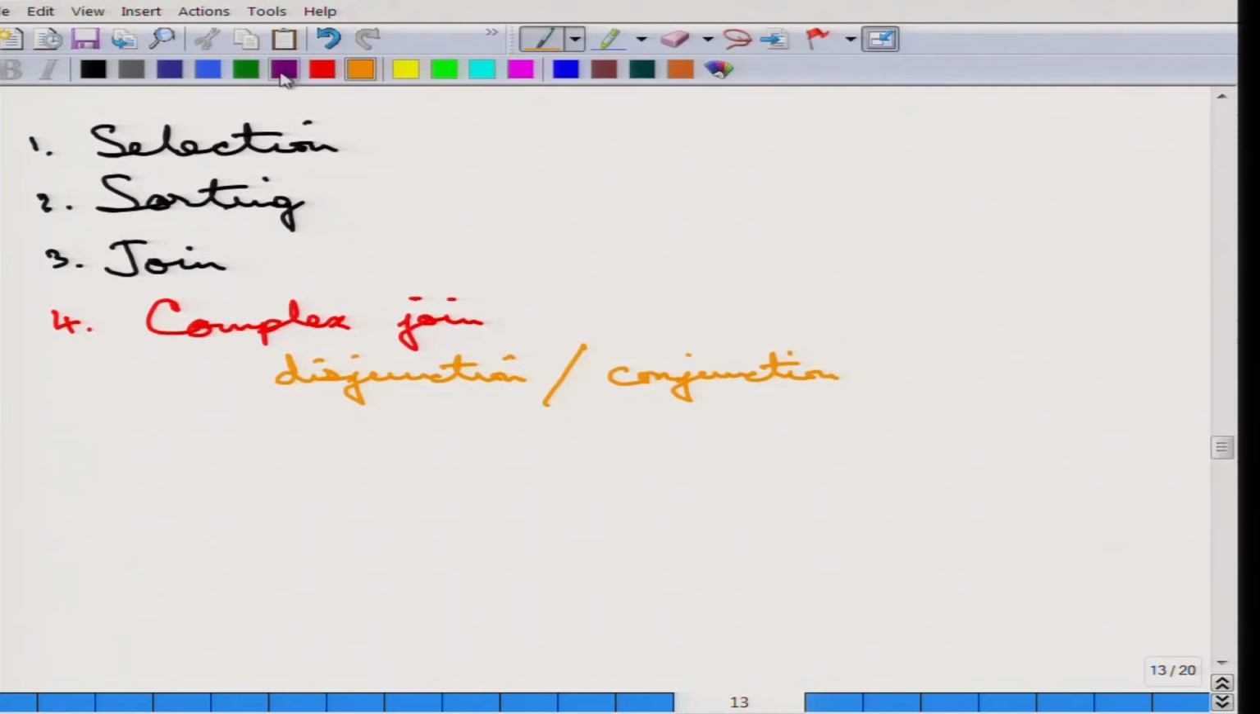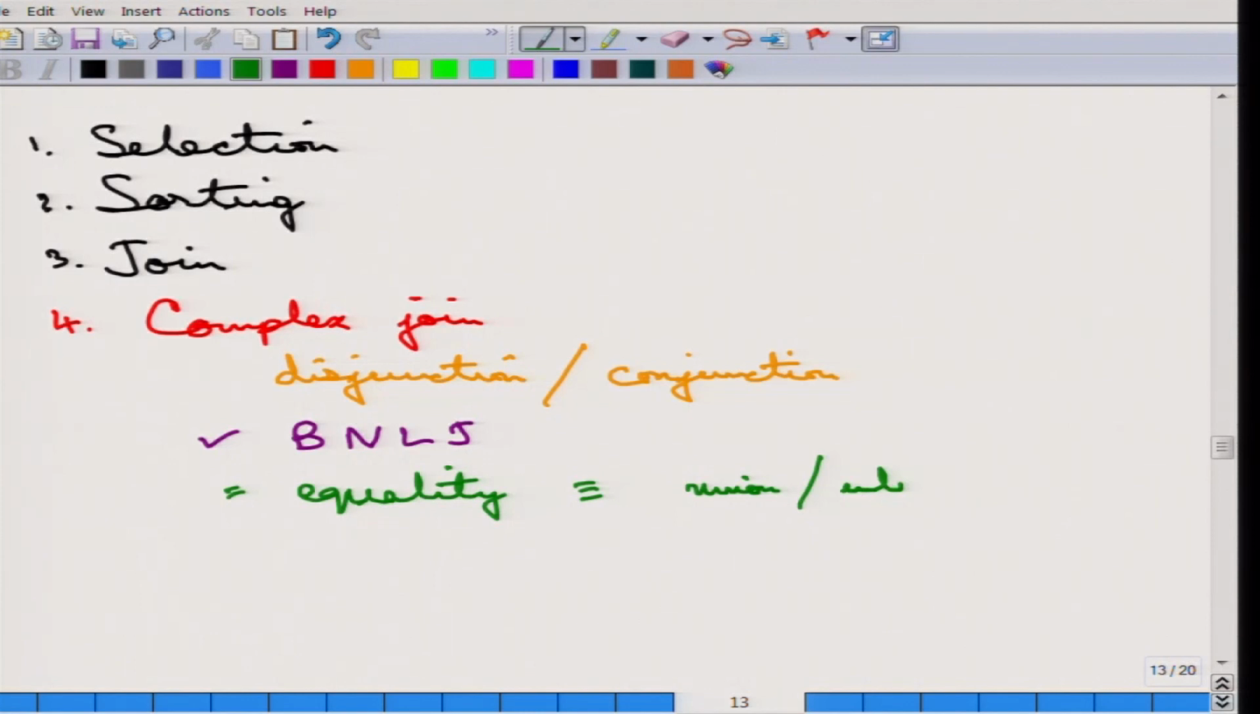Now of course the block nested loop join can be applied, because it doesn't depend on what the predicate is, it just takes 2 tuples and applies the join condition. So this can always be done. If the disjunction and the conjunction are only based on equality, then hash join or merge join may be done depending on the equality, and then union and intersection need to be done on the resulting indexes. So depending on whether it's disjunction or conjunction, union and intersection can be done on top of your merge join or hash join. So that can be handled. Okay, so this is for the complex join.